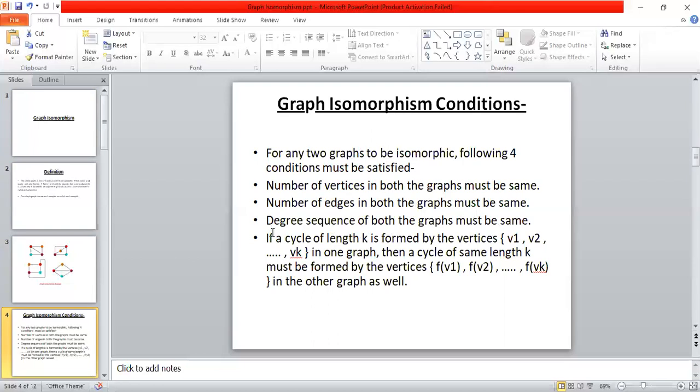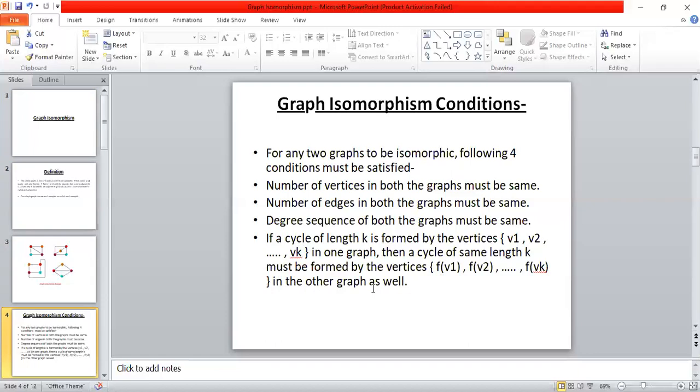And fourth, if a cycle of length k is formed by the vertices v1, v2, v3 and so on up to vk in one graph, then a cycle of the same length k must be formed by the vertices f(v1), f(v2) and so on up to f(vk) in the other graph as well.